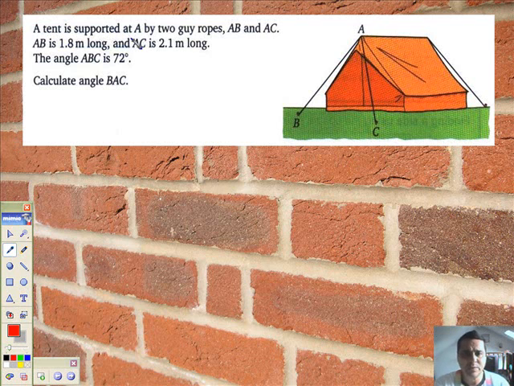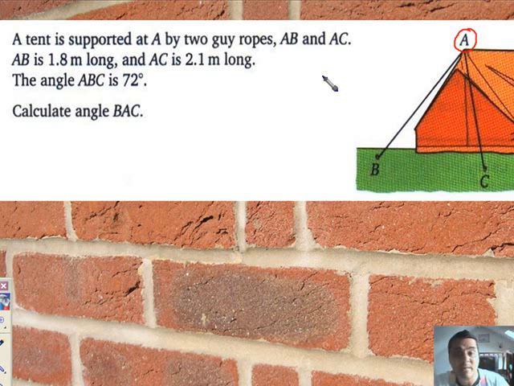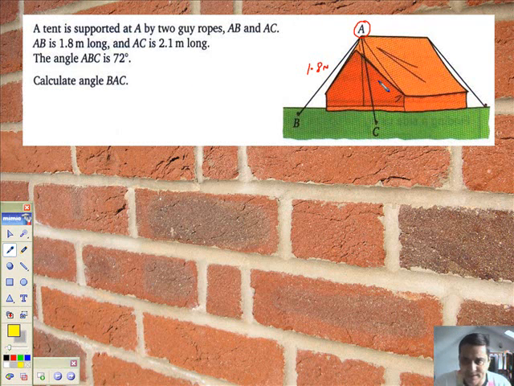A tent is supported at A, like an angle maybe in a triangle, by two guide ropes AB, so A to B is a rope, and A to C is a rope, clearly displayed here. AB is 1.8 meters long. I better just write that in. And AC is 2.1 meters long. Let's write that in yellow. So A to C is 2.1 meters long.